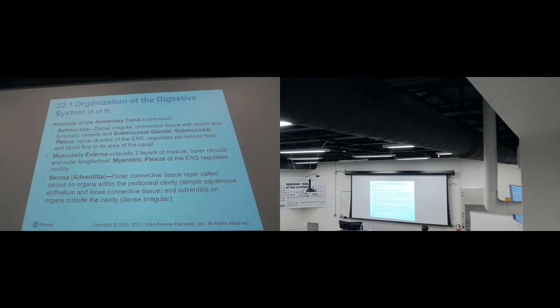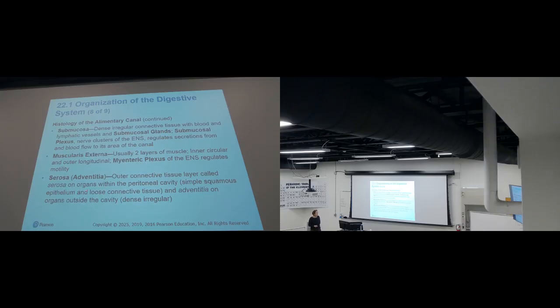In the muscularis externa, we have the myenteric plexus. Myo means muscle. So it is the plexus that controls the muscles, the contraction of the muscles of the gastrointestinal tract. This plexus is also known as the plexus of Auerbach, and is part of the enteric nervous system. It regulates the movement of the gastrointestinal tract.